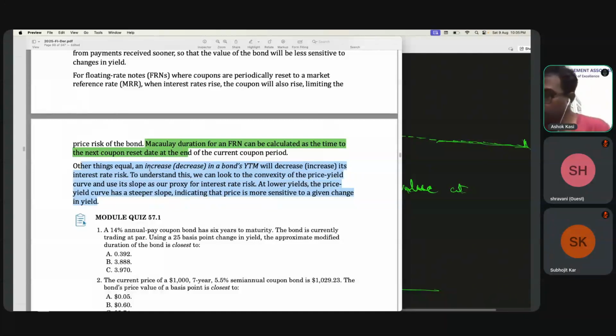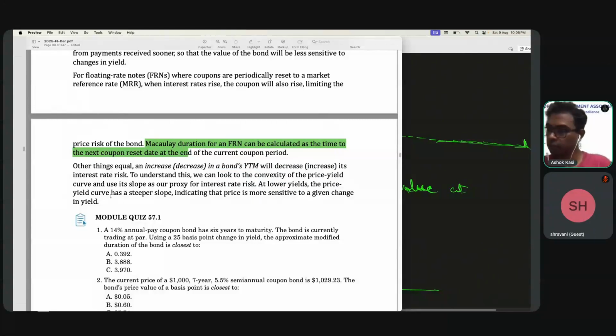See, other things equal, an increase in a bond's YTM will decrease its interest rate risk. Because if YTM is very high, it will decrease its interest rate risk. To understand this, we can look at the convexity of the price yield curve and use its slope as our proxy for interest rate risk. At lower yields, the price yield curve has a steeper slope, indicating the price is more sensitive to a given change in yield. An increase in your bond's YTM will decrease its interest rate risk.